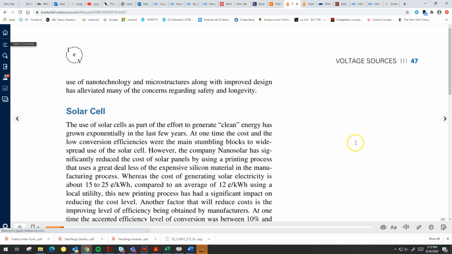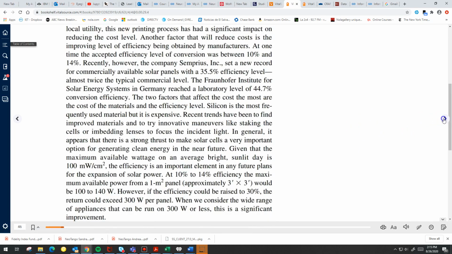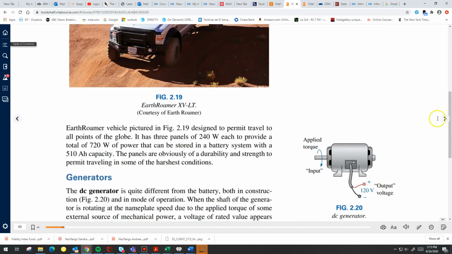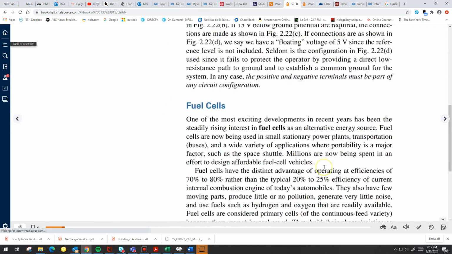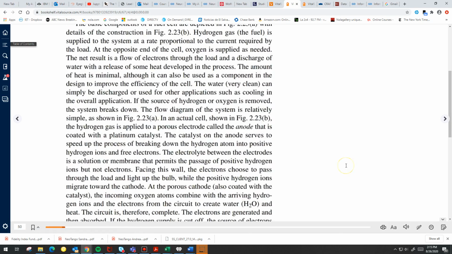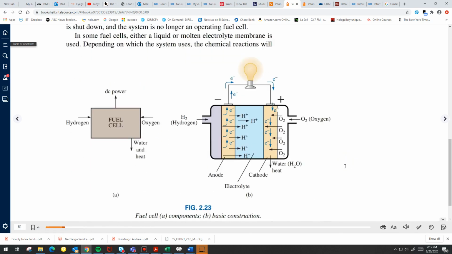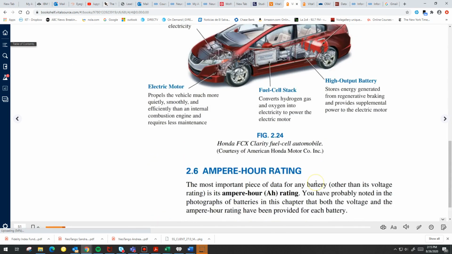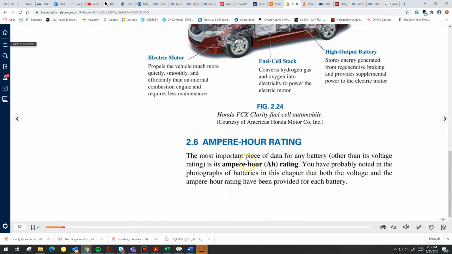And the AH has to do really with how long a battery can provide the amount of current it says it's providing. For how long are you going to get that current? And that's important, right? Because it's not only the voltage that you need, but for how long that voltage is going to sustain that current. Okay? And that's what this parameter has to do with. The ampere hour rating is the most important piece of data after the voltage itself.